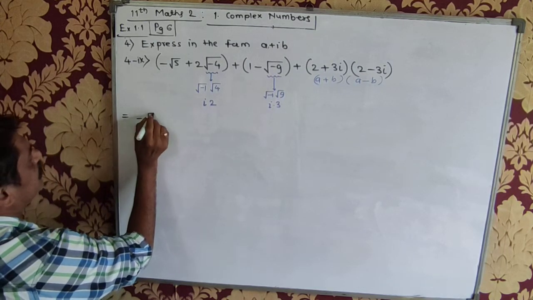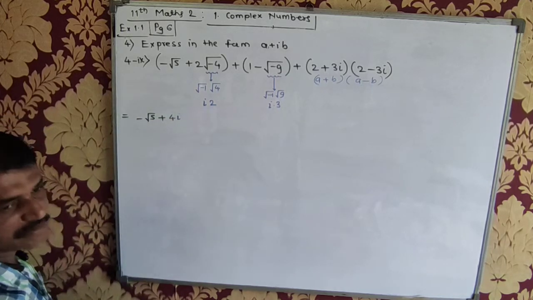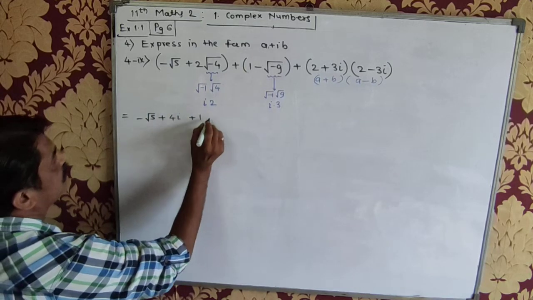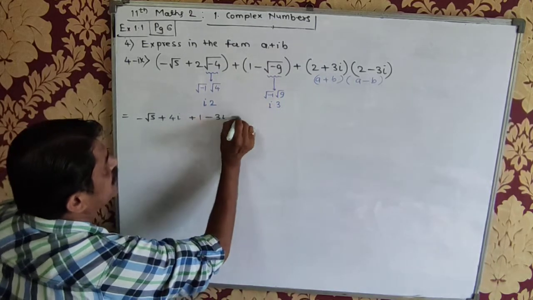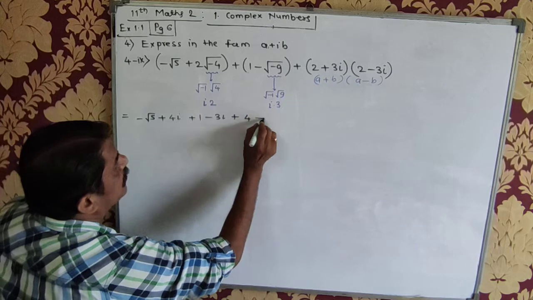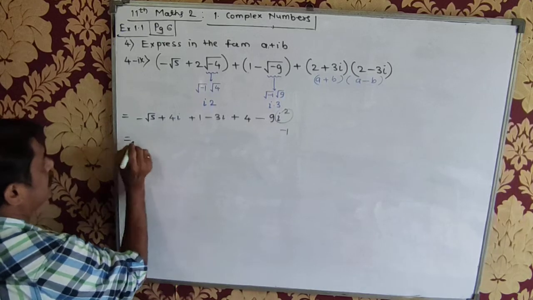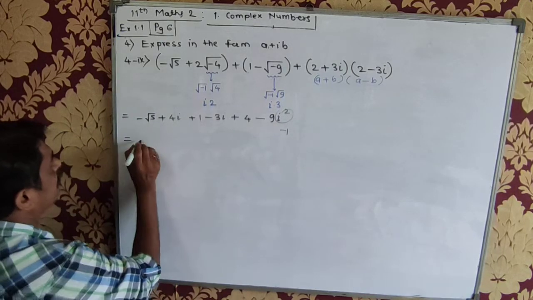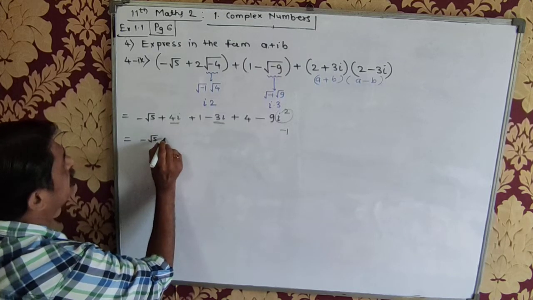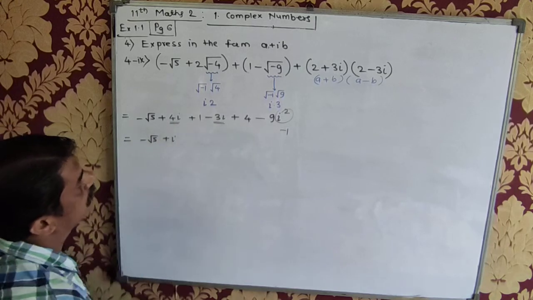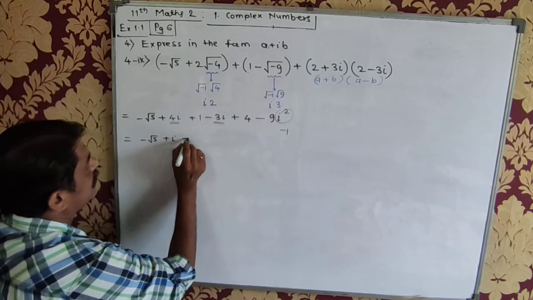This will become minus square root of 5 plus 2 into 2i, 4i, plus 1 minus 3i. And a plus b, a minus b is a square, 2 square, 4 minus 3i ka square, 9i square. But i square is minus 1. Plus 9. So this will become plus 9. So all in all, what you get there? Minus root 5 plus 4i minus 3i is i. And 1 plus 4, 5. 5 plus 9, 14.